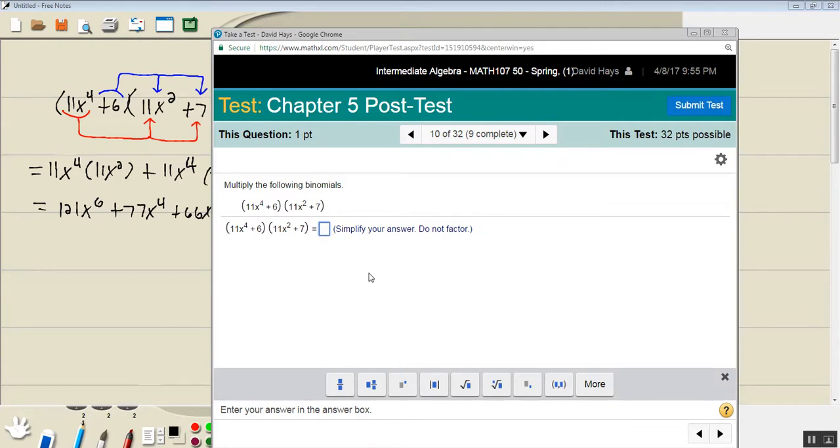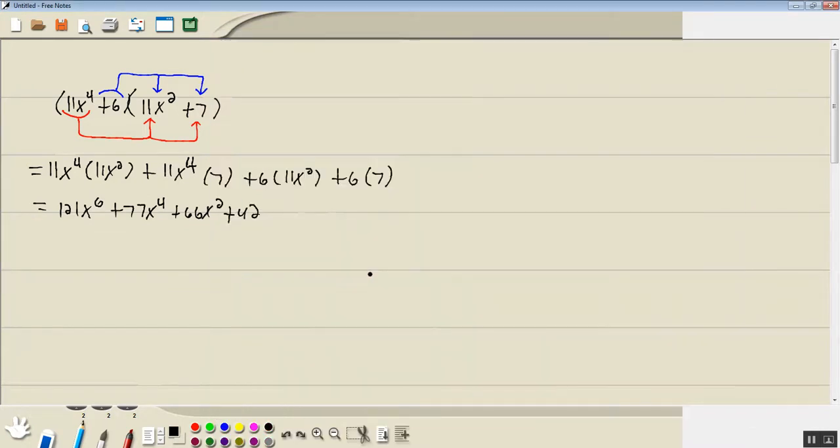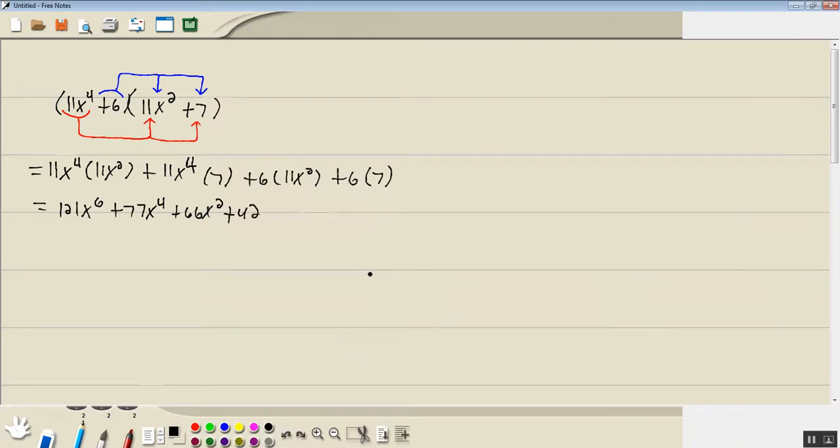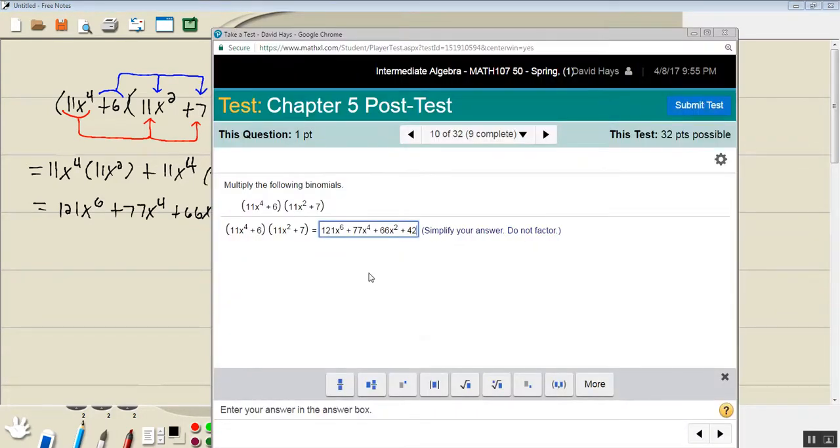Simplify your answer, do not factor. 121x to the 6 plus 77x to the 4th plus 66x squared plus 42. Just double check that. 66, yeah.